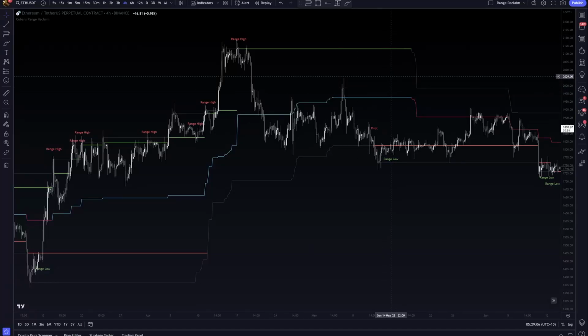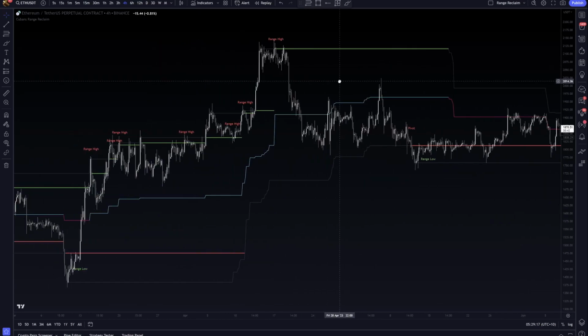Hey guys, Cubantobacco here for Cuban's Edge, and we're going to run through a quick demonstration of our new range reclaim indicator, the best use cases, and also a quick demonstration of how I like to trade a range.